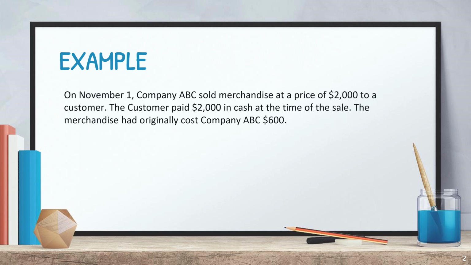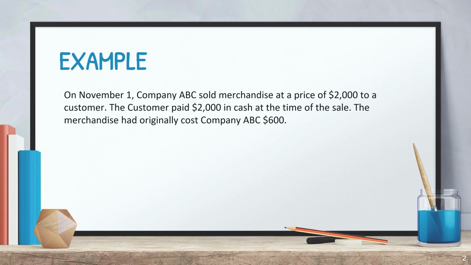On November 1st, Company ABC sold merchandise at a price of $2,000 to a customer. The customer paid $2,000 in cash at the time of the sale. The merchandise had originally cost Company ABC $600. To record this transaction, we'll need to create a journal entry.